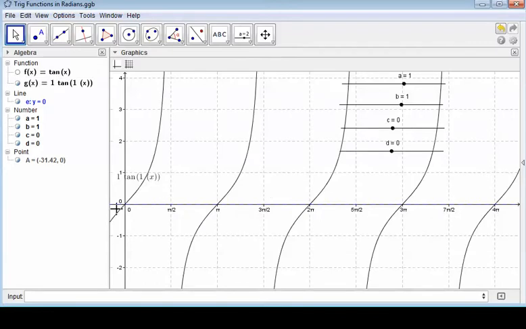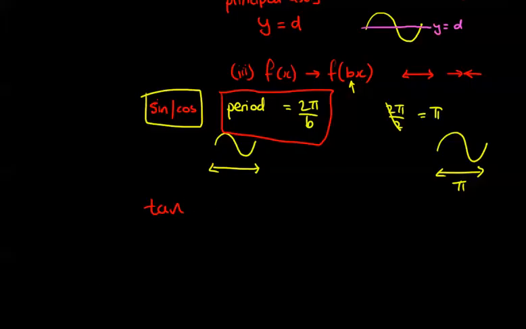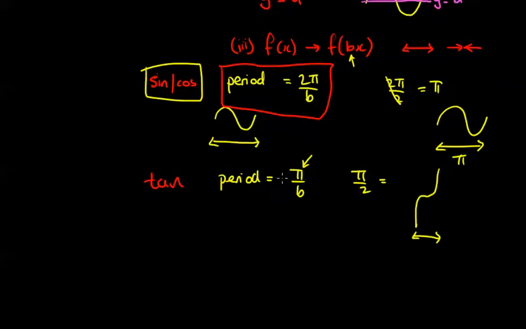Tan repeats itself every pi. So what you want to do for that, for tan only, is that the period is pi divided by b. So you would do pi divided by 2, which would be a half pi. That would be the length of one of those blocks. It would be pi divided by whatever b is. That's because tan has a different oscillating period. It's pi instead.